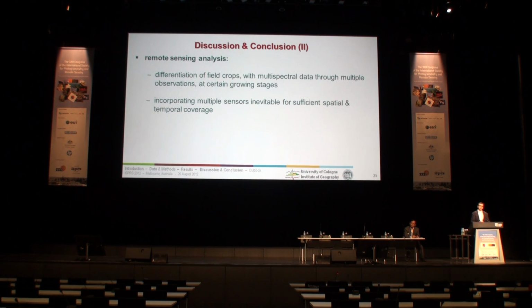And to achieve a sufficient temporal and spatial coverage of the study area, it was absolutely necessary to include multiple sensors. So with one optical sensor, this is kind of hard to achieve. And so we even had to include the defective L7 data, but it was useful for the study, even with the data gaps.